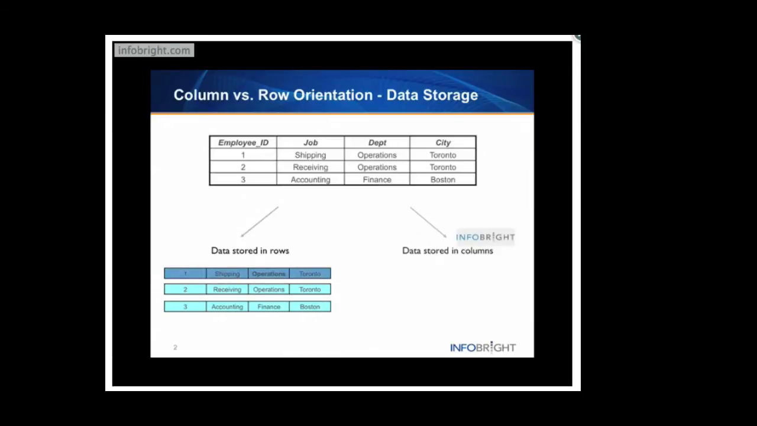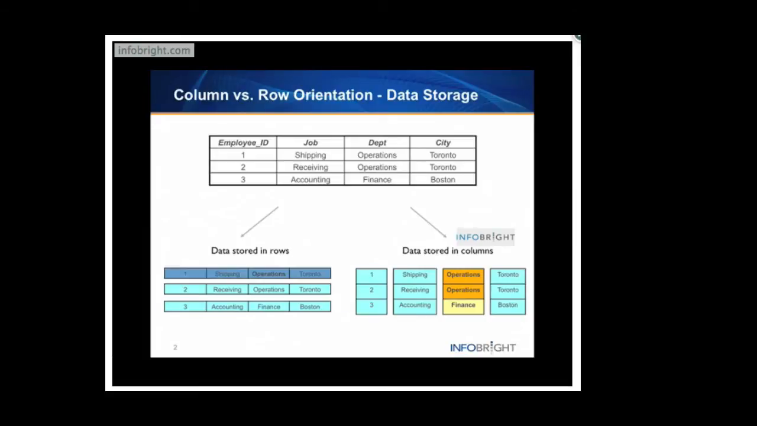The second method, which Infobright uses, is to store data by column, so that data from each column is stored together. This means that a particular attribute, such as department, can be accessed without having to read other attributes of this row. So now I can count the number of employees within each department without having to read and sort through the rest of the data.